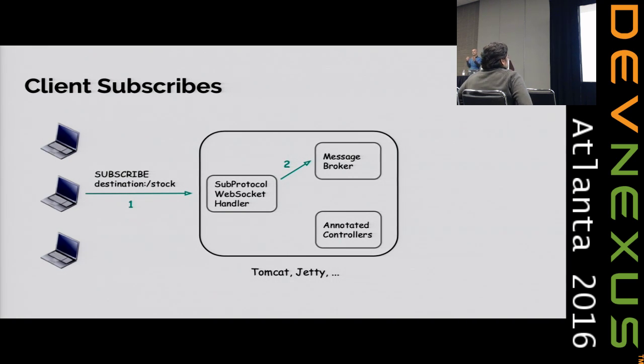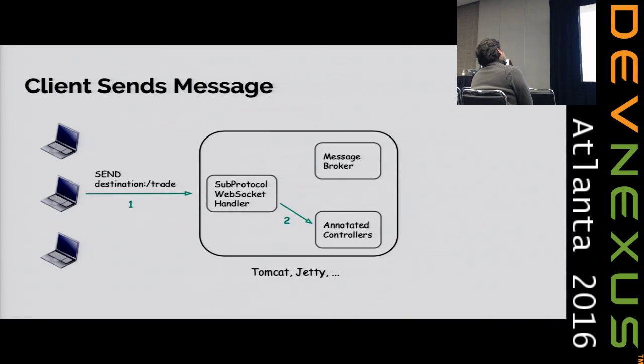And those are very simple. They're a lot like HTTP. They're very inspired by HTTP. You can see there's a subscribe command. And then there's a destination. And that destination tells us what the client is interested in. And this message goes into the message broker, which is, in this case, an in-memory message broker. It's provided to you. And it takes that subscription.